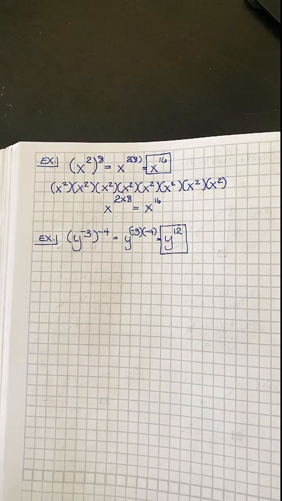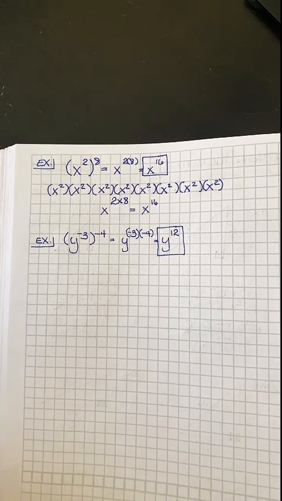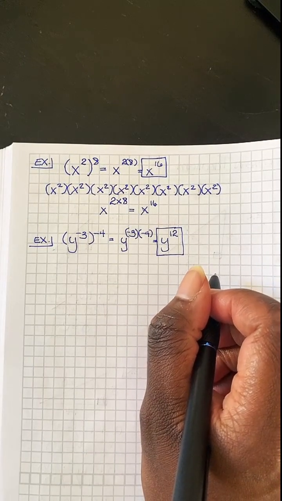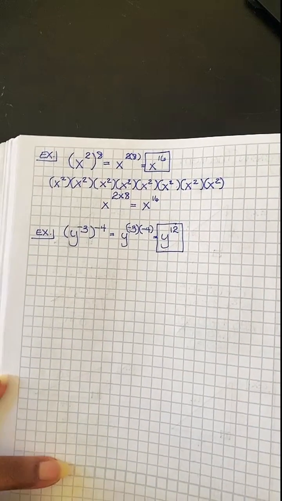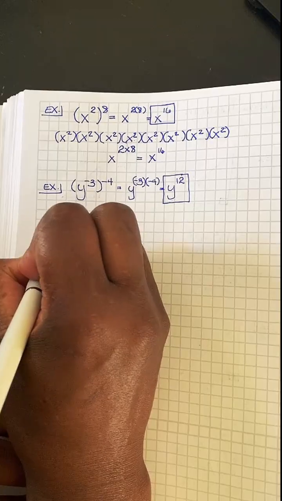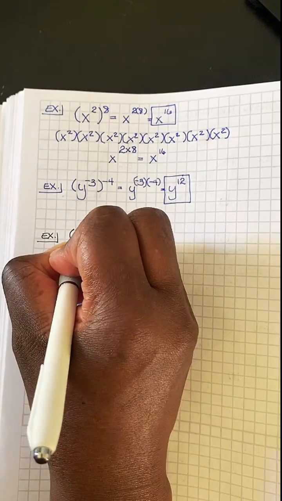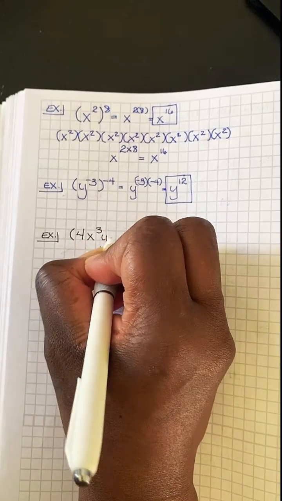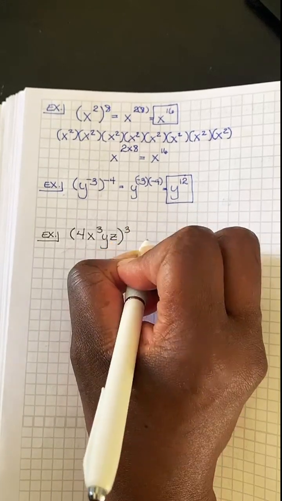Okay? All right. It's basically it. So the next one, it's in black. We have parenthesis, 4 times x cubed y z, raised to the 3rd power.